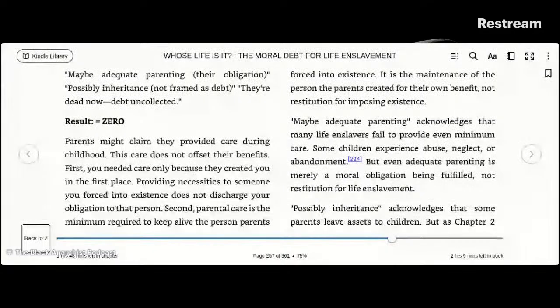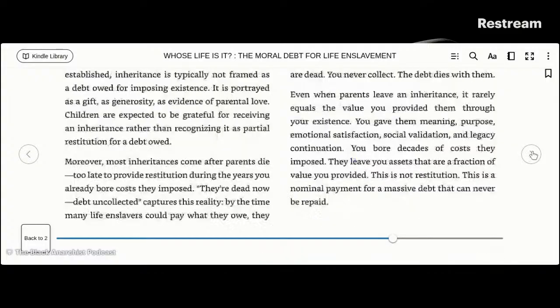Maybe adequate parenting acknowledges that many life enslavers fail to provide even minimum care. Some children experience abuse, neglect, or abandonment. But even adequate parenting is merely a moral obligation being fulfilled, not restitution for life enslavement. Possible inheritance acknowledges that some parents leave assets to children. But as Chapter 2 established, inheritance is typically not framed as a debt owed for imposing existence.